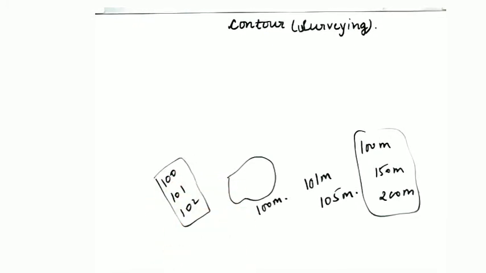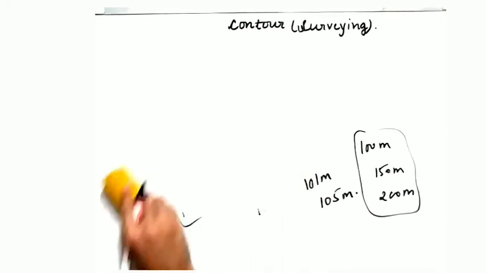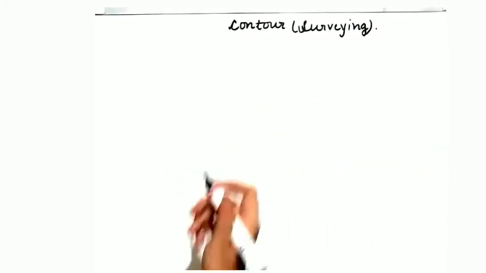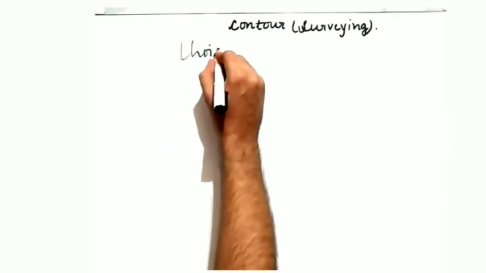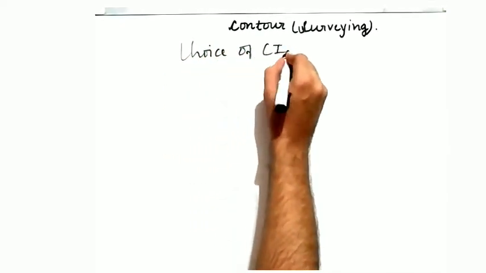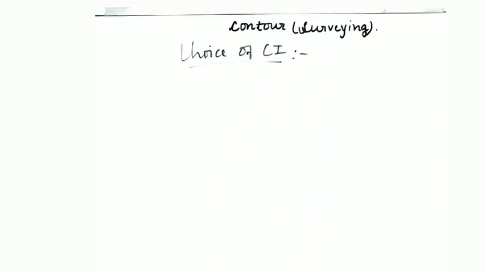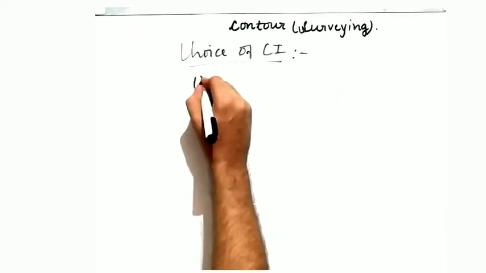So this depends upon several factors. Let us study them one by one. Let me write the topic: choice of contour interval. CI means the contour interval. So the first thing is nature of ground.